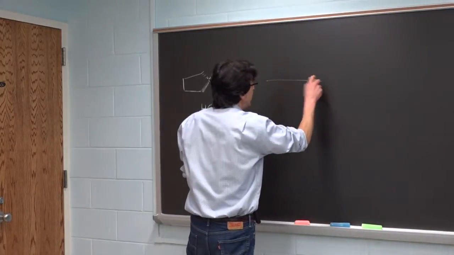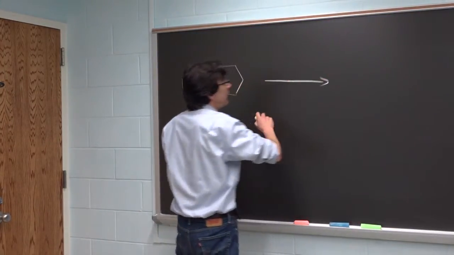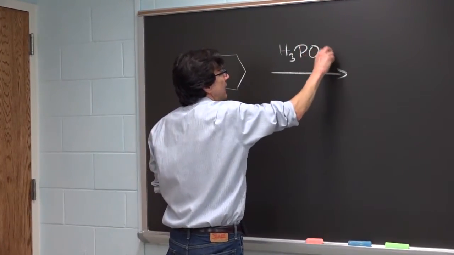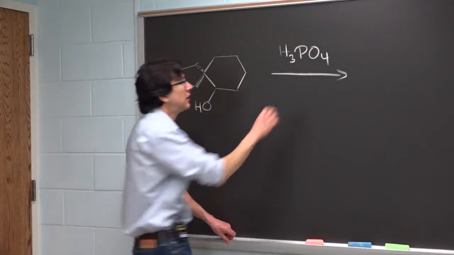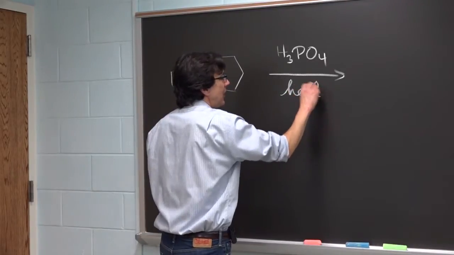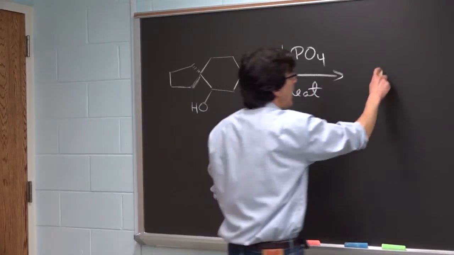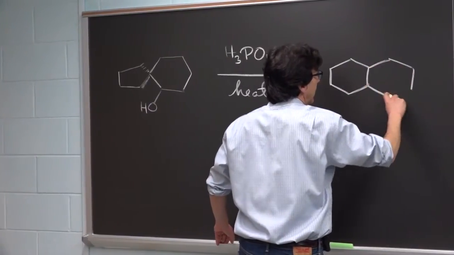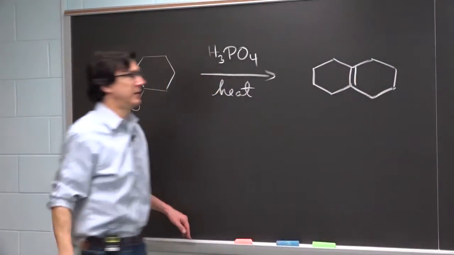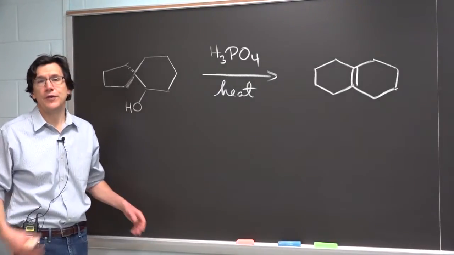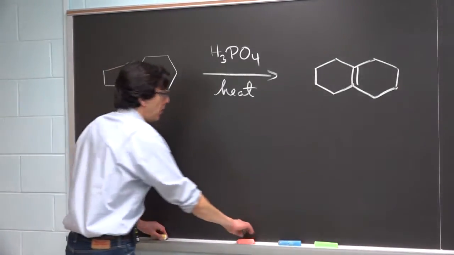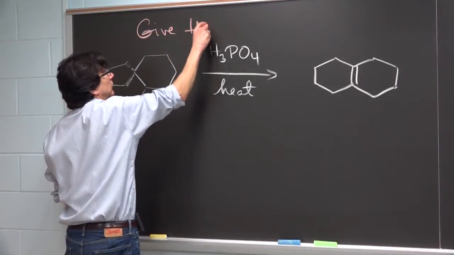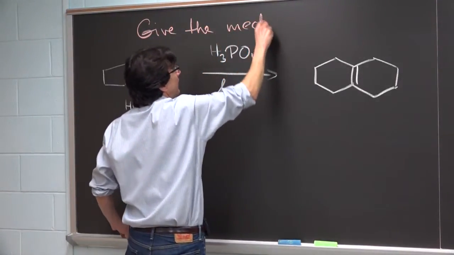And then this compound was treated with acid. So in this particular case, it was phosphoric acid. This was heated up a bit, and the final product looks like this. It has a double bond right there. So this type of problem is a so-called mechanism problem. So your job is to give the mechanism.